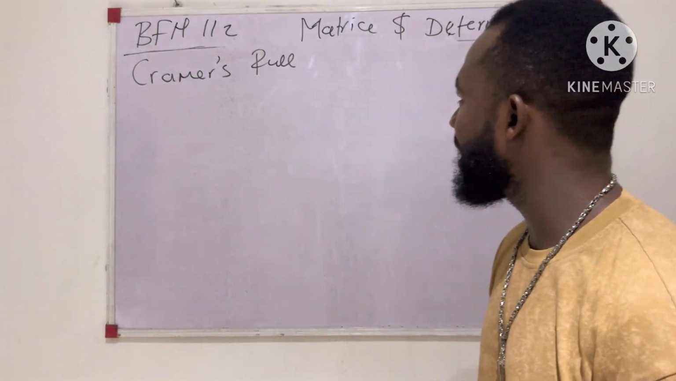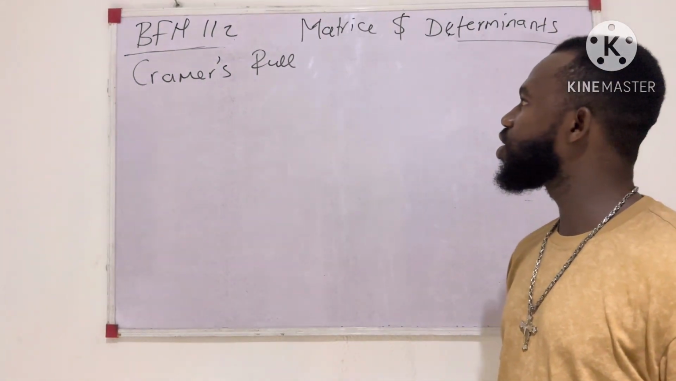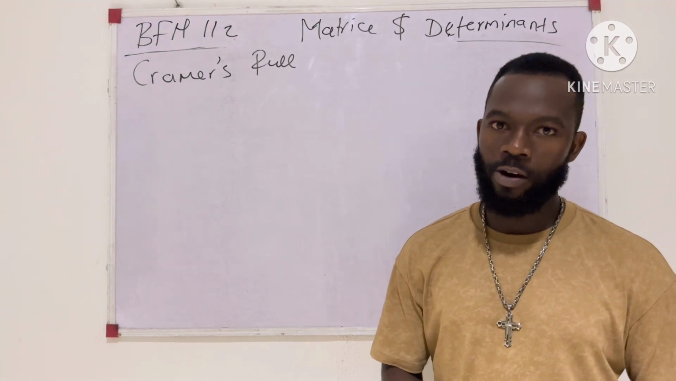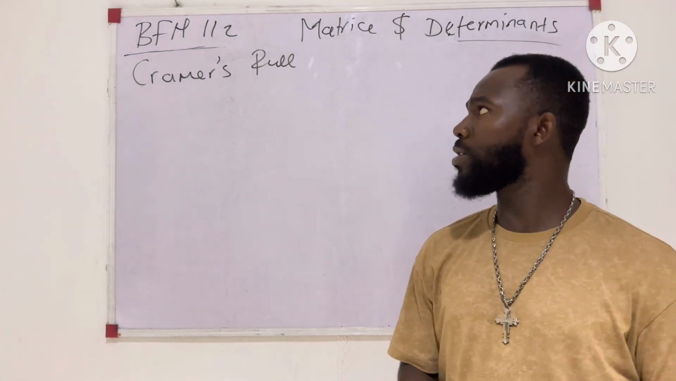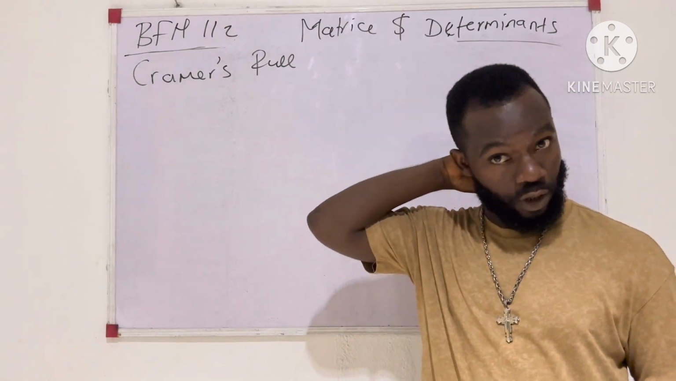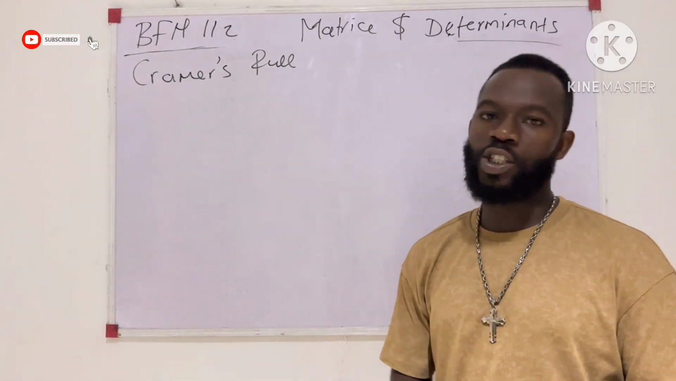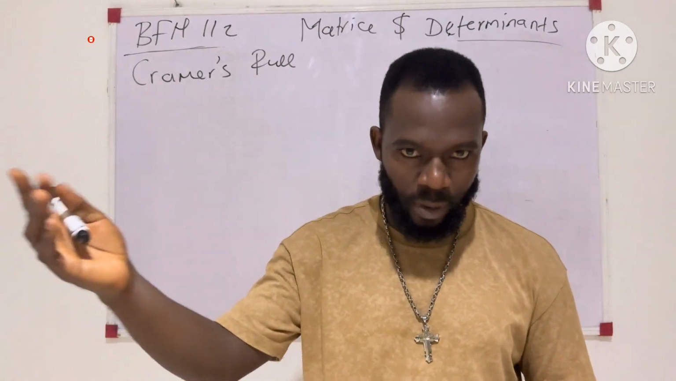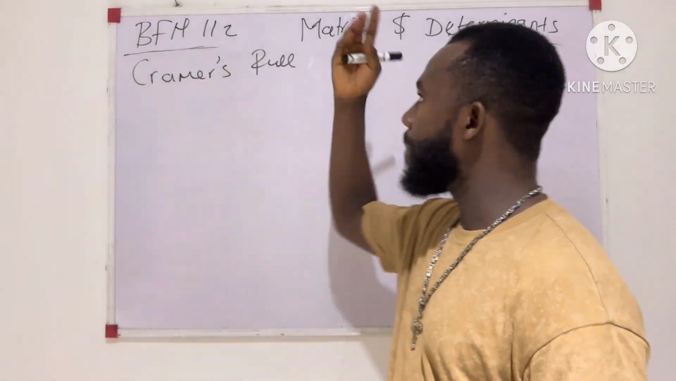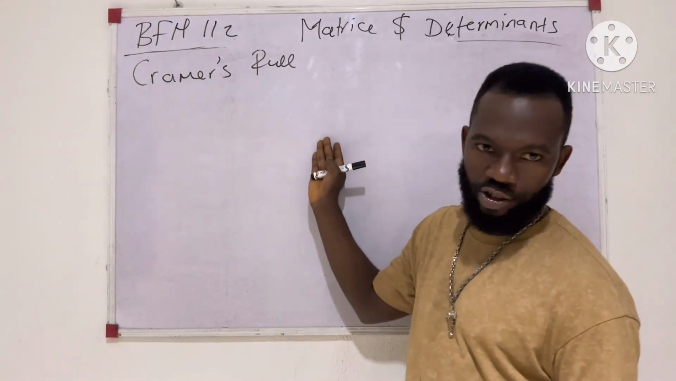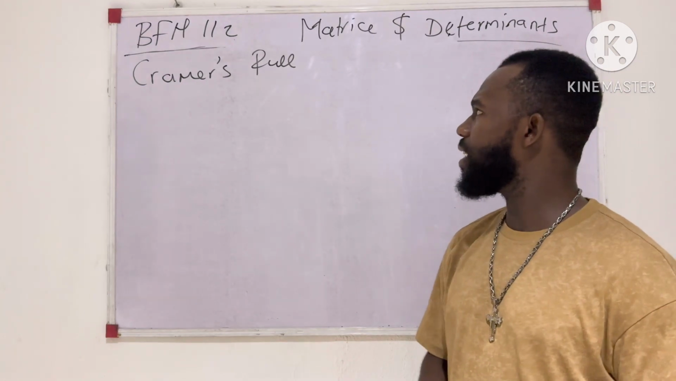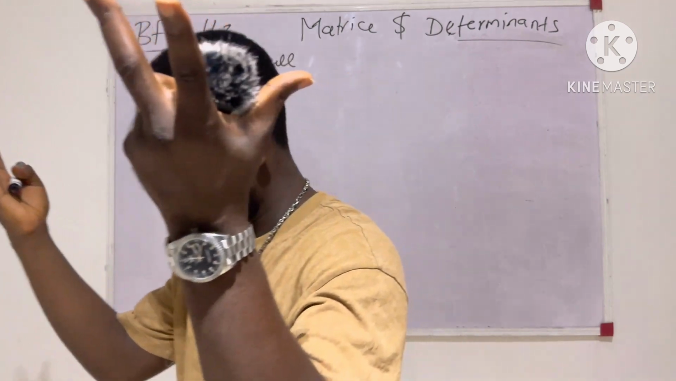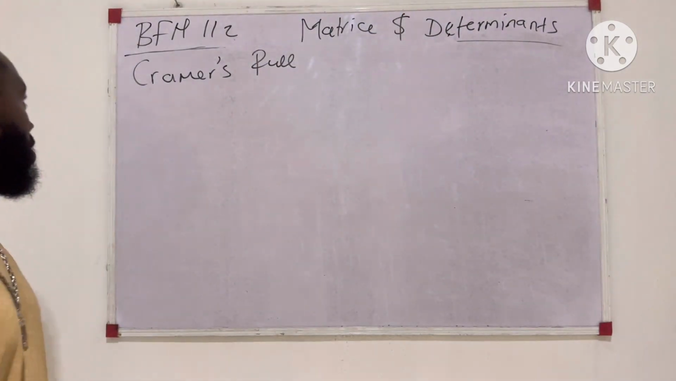Today we are going to be learning how we can use Cramer's rule in solving simultaneous linear equations, to be precise. Please, my BFN students, know that this is a very, very simple method you can use in solving simultaneous equations. Naturally, we have different methods: the eliminating method, the substitution method, the graphical method. Now, the matrix method, which involves Cramer's rule, is another method that you can use in solving three variable simultaneous equations, or as the case may be, two variable simultaneous equations.